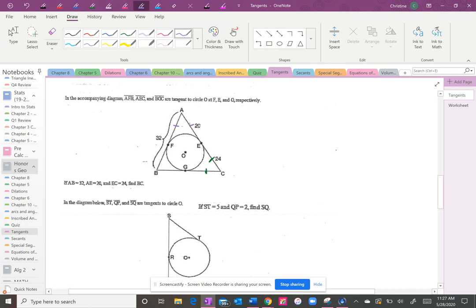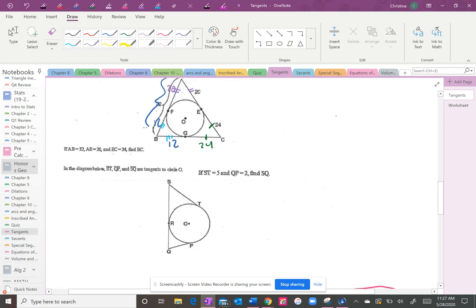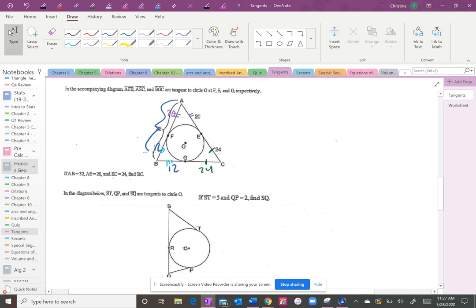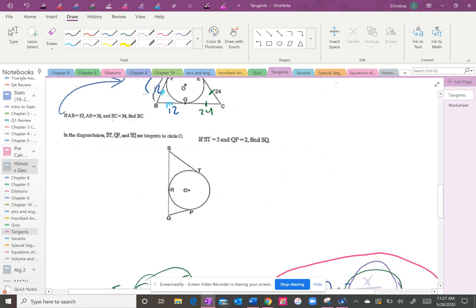Let me do another line. And these two. So 24, copy paste 24. 20, copy paste is 20. This entire side is 32. If that's 20, that means that this is 12, and so then that's 12. This just went with that problem.